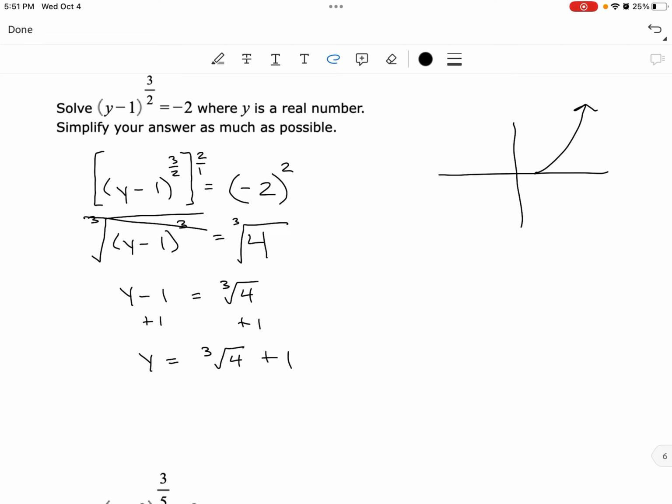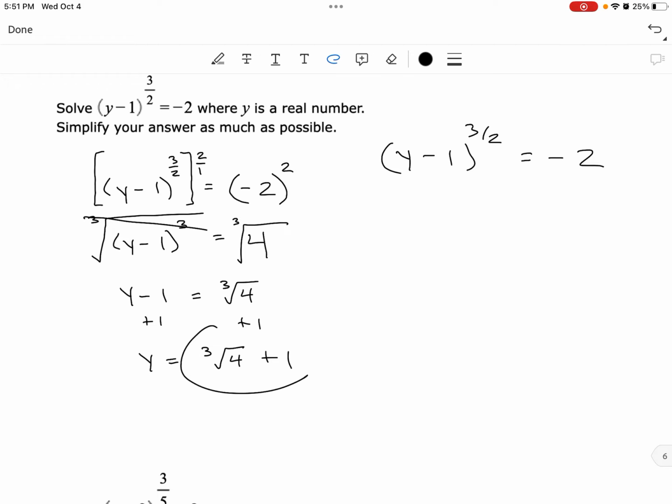And if you were to graph the right side at -2, you can see that there's no point of intersection. And so there really is no solution for this one. If we were to check our answer and go back to the original equation, when does it ever equal -2? We plug this in for y to check our answer.